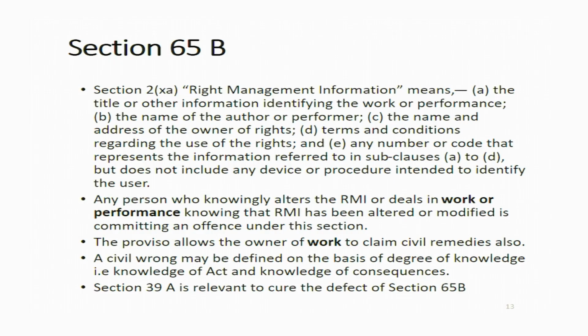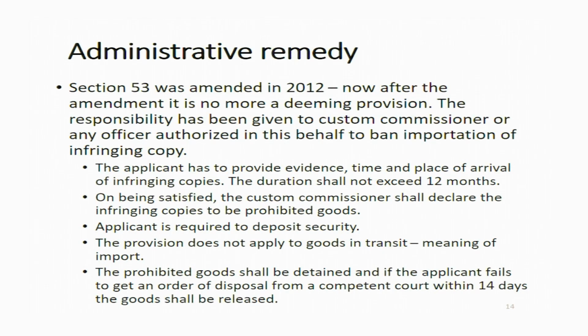Now, how can you claim civil remedies unless a civil wrong is defined? Further, section 65B only says whoever knowingly alters the rights management information. It does not say what kind of knowledge we require. Is it the knowledge of the act that I am doing it, or is it the knowledge of consequences, that I by this act will lead to infringement? What kind of knowledge is required in section 65 is not clear.